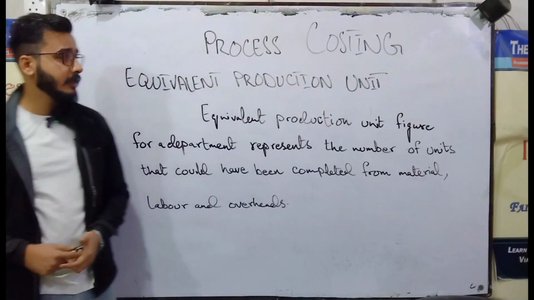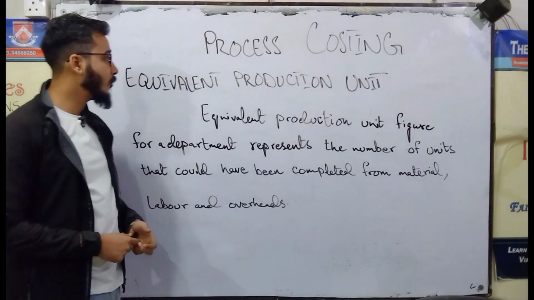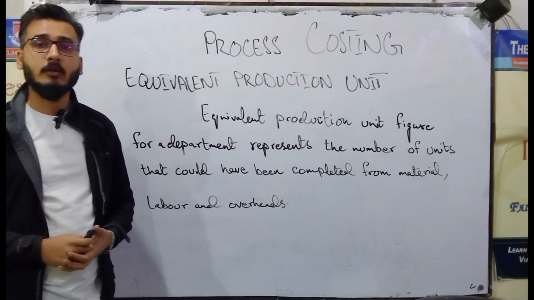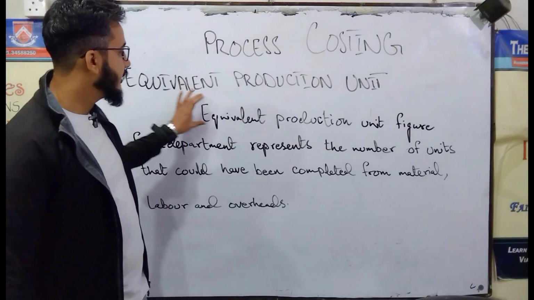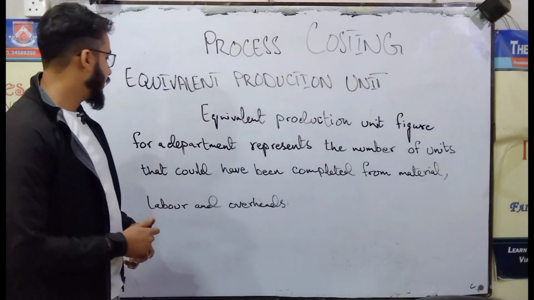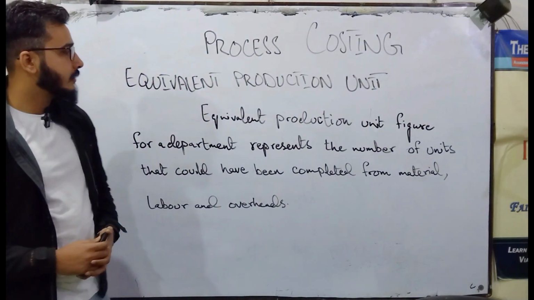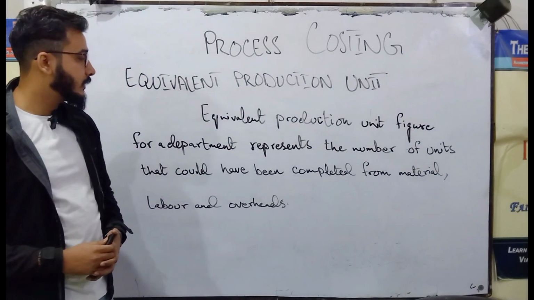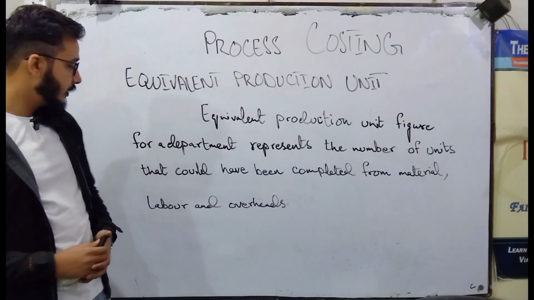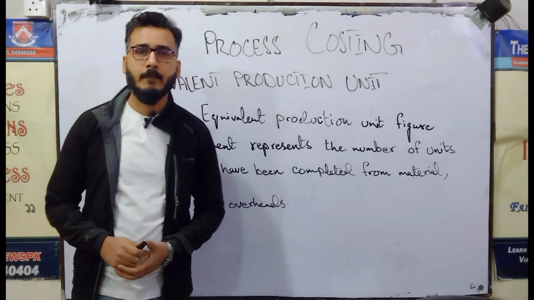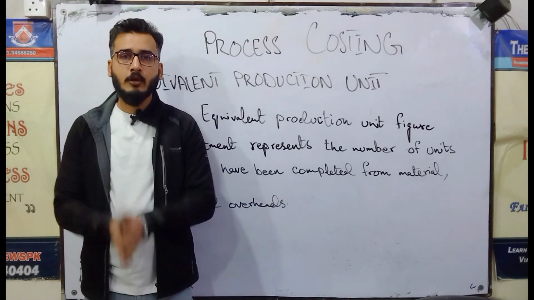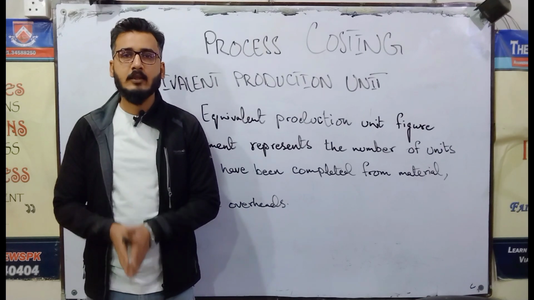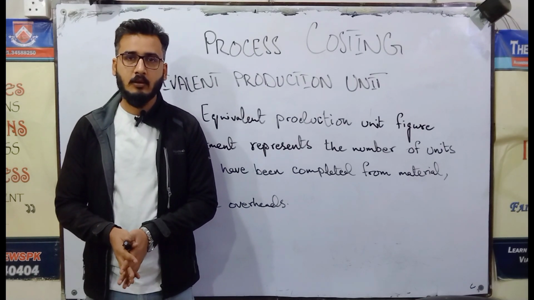Okay, for calculating the process cost, number one step is to calculate the equivalent production units. What are equivalent production units? These are the unit figures for a department that represent the number of units that could have been completed from material, labor and overheads. In a nutshell, this means how many units have been completed in this specific period.